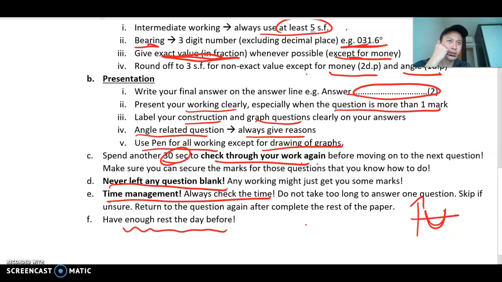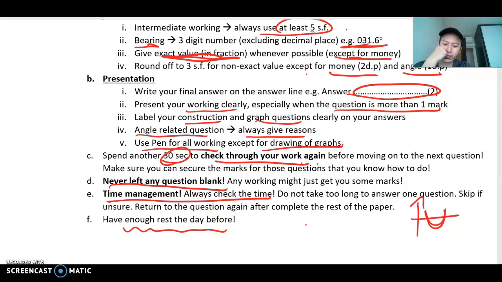And most important thing is this part: have enough rest the day before during the prelim exam. I saw some of you so tired that you are resting and you are sleeping throughout. Not sleeping throughout, but sleeping for quite a period of time. So make sure that you have enough rest so that you can stay alert and stay awake throughout the exam. Especially now we are in the hall. It's a very conducive environment. It's very cold, and you can just tend to fall asleep. Nobody's going to wake you up. So just be very careful on that.